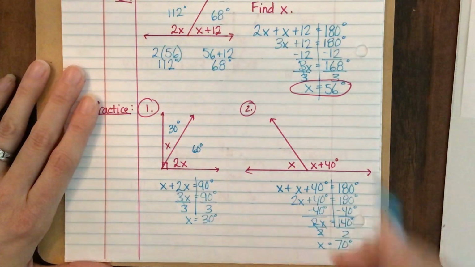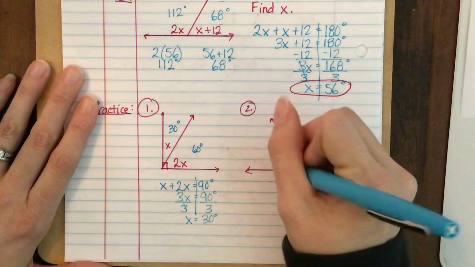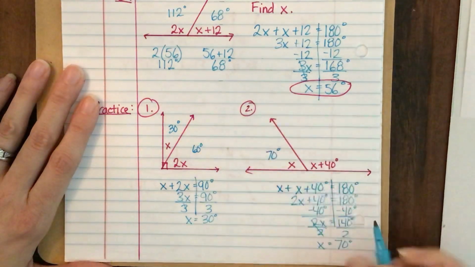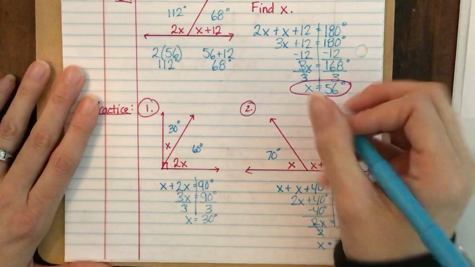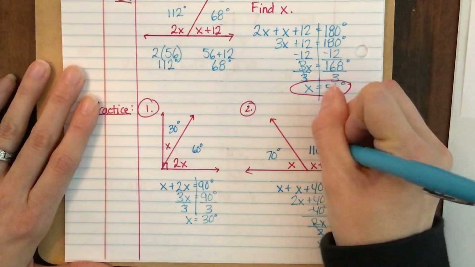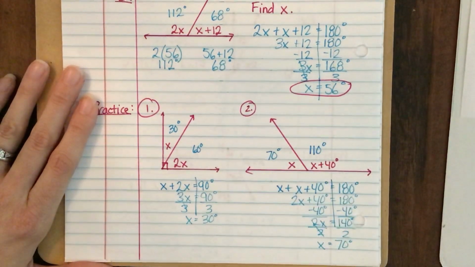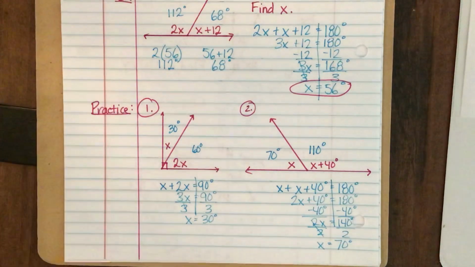Well, this is great. So we know that this is x, so this has to be 70 degrees. Now x is 70, so 70 plus 40 is 110 degrees. Does this add up to 180? It does. So we know that our calculations are correct.